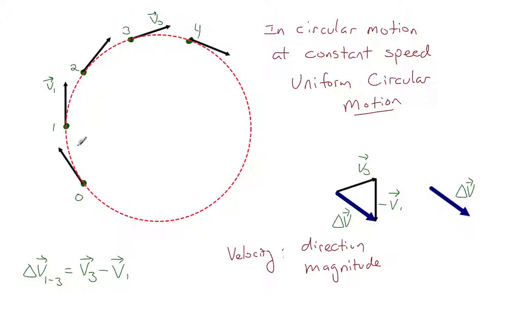Every one of these arrows is the same length, but they're each pointing in different directions. So this is also an acceleration. It's completely possible for an object traveling at a constant speed to accelerate. An object that is not getting faster or slower can be accelerating, provided it's changing direction.